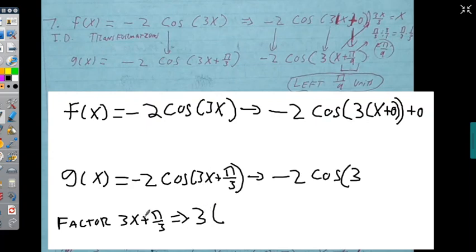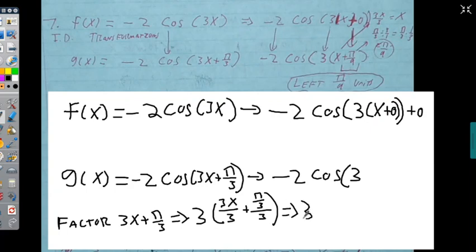If we factor out a 3, what are we doing to each term? What do we do to each term when we take a 3 out of it? We divide each term by 3. So if you take out a 3, you're dividing each term by 3: 3x divided by 3 plus pi over 3 divided by 3. What is 3x divided by 3?